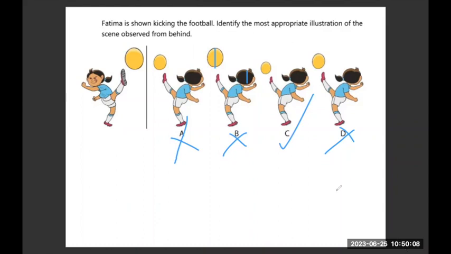Is there anybody else who deduced a different logic than this? Those who arrived at the correct answer, any other logic? Or just by observation? It can be correct by observation also. It's fine. All right, we'll move to the next one then. No problem.